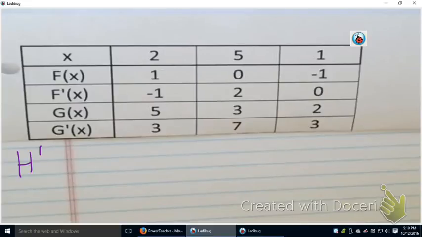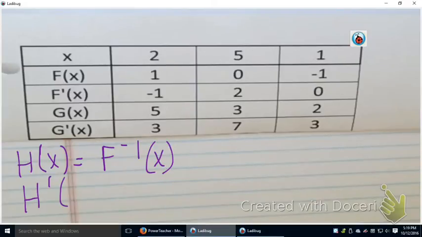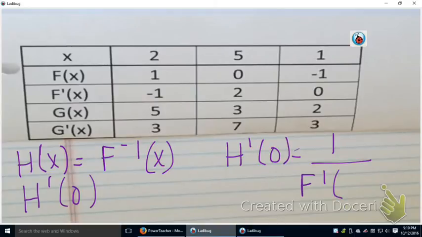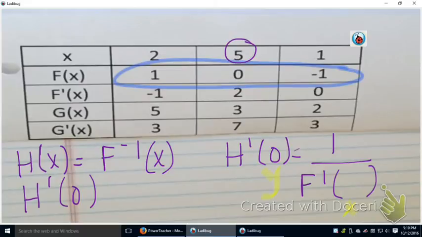Let's say that I have h of x is f inverse of x again, and I want to find h prime of 0. H prime of 0 equals 1 over f prime. That's why I'm looking for x again. So I go to f. I'm looking for 0. The x value is 5. And then I go to f prime of 5, which is 2, so it's 1/2.